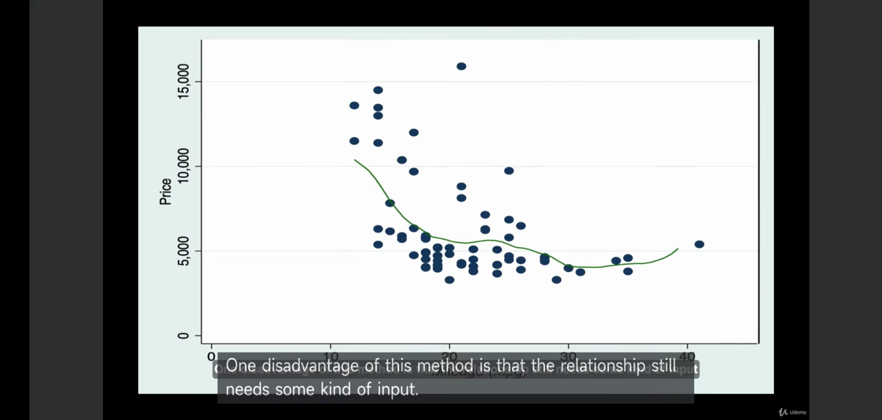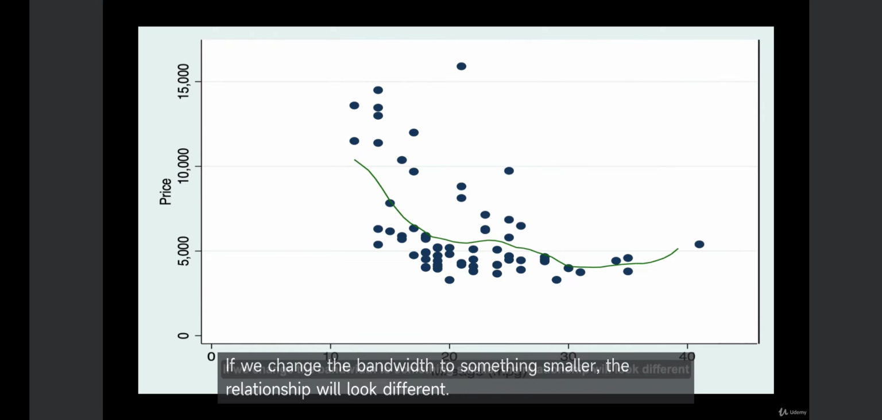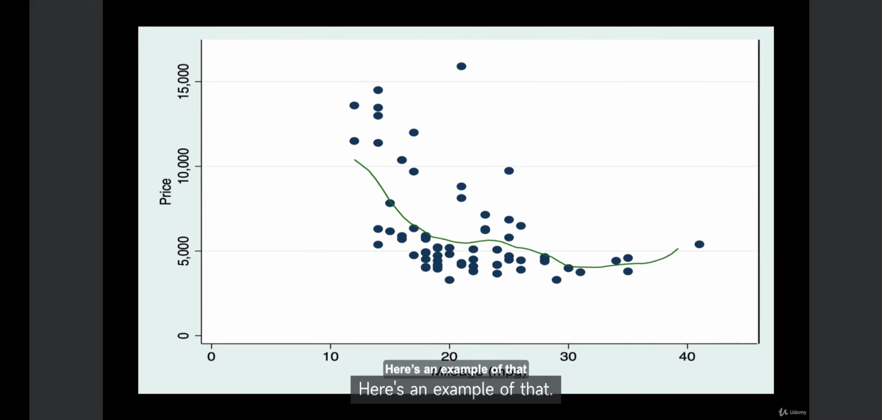One disadvantage of this method is that the relationship still needs some kind of input. In this case, it requires the size of the bandwidth. If we change the bandwidth to something smaller, the relationship will look different. Here's an example of that.